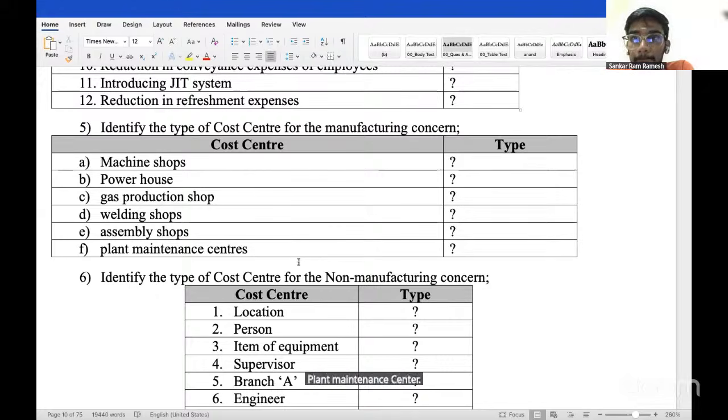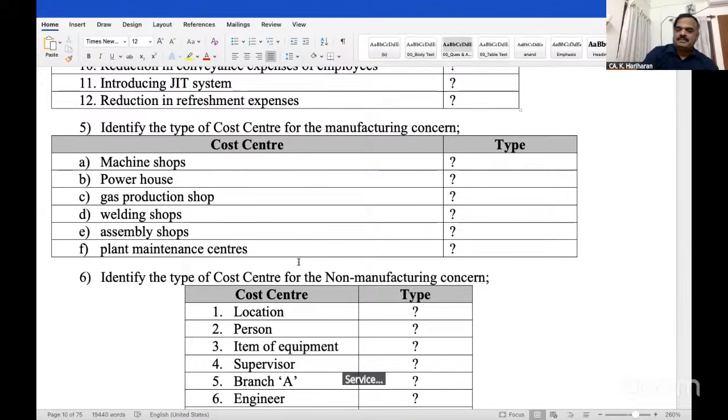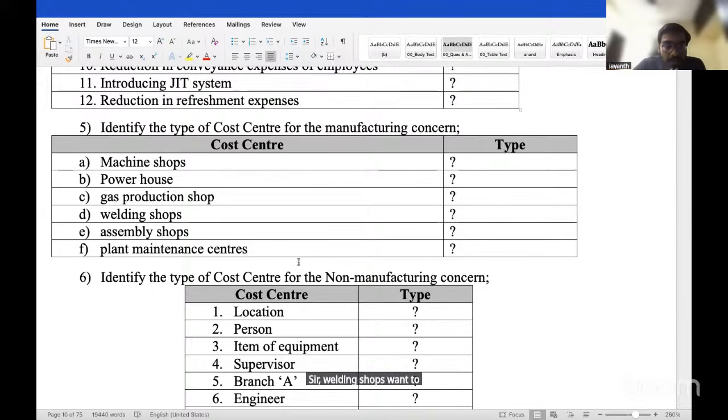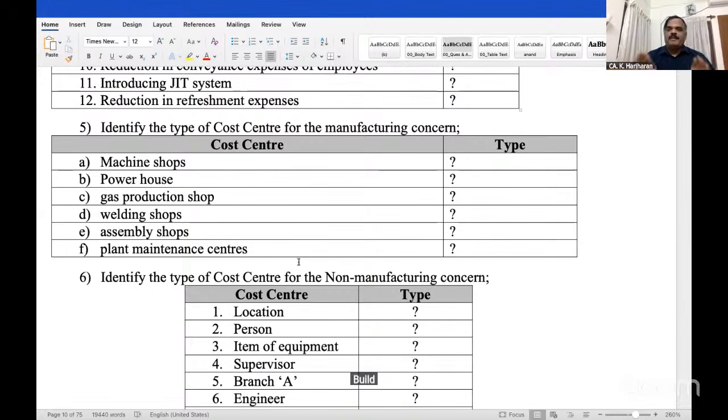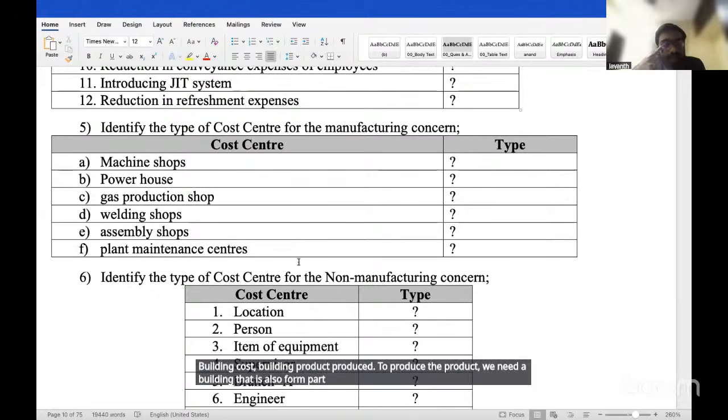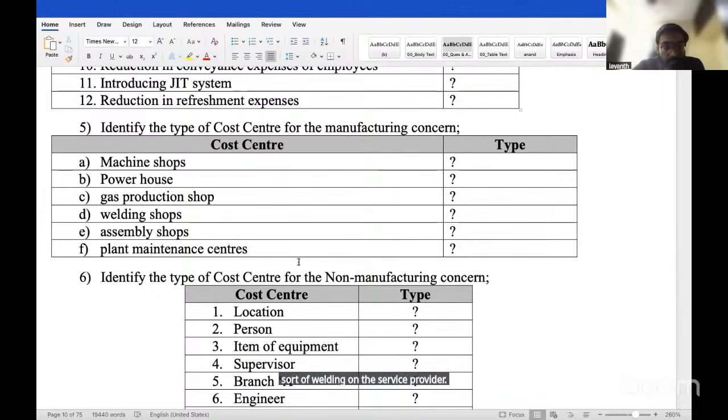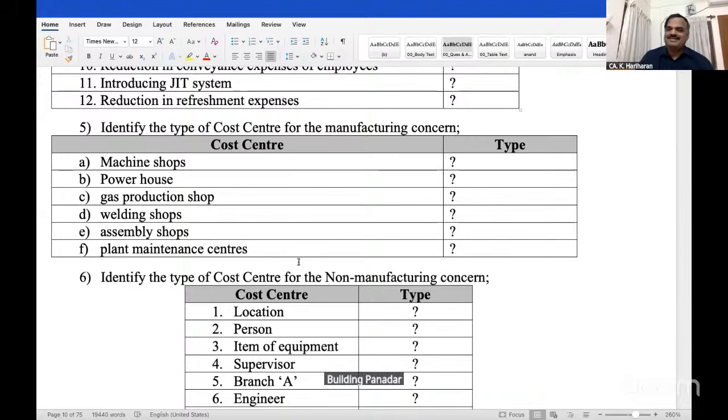Sir, why do you say only the welding shop is production cost? Welding is needed to produce the product. To produce the product we need welding. That also forms part of production. Isn't welding like providing a service? No, without welding you cannot produce the product. It's not repairing expenses. So producing the product itself, we need the welding process. Okay.